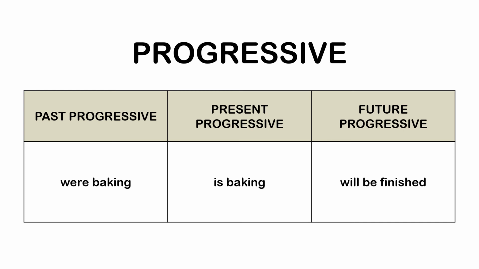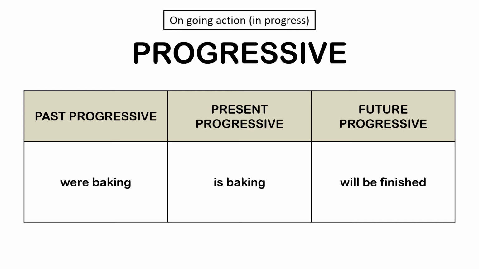To sum it up, progressive tense is an ongoing action or from the root word itself na progress. And ang kanyang formula is verb muna plus ing.